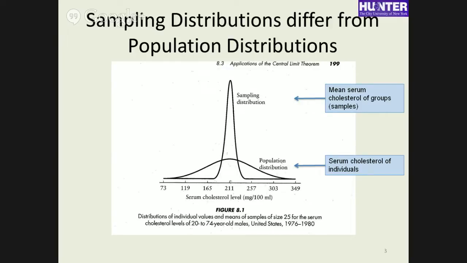So you recall we talked about populations and samples, population being composed of individuals and samples being composed of groups of individuals that are obtained in successive random samples. And if we have a population distribution that looks something like this broad peak, if these are serum cholesterol levels, and if you take repeated samples from that population and look at the average of groups, you'll get a much narrower peak in the sampling distribution of averages. And that's because there isn't as much variability in a group average as there is in individuals, right?